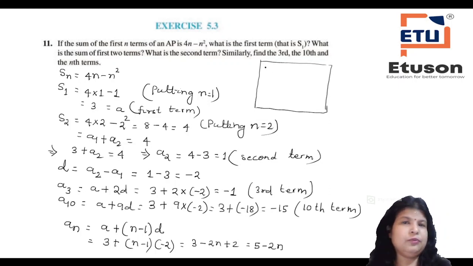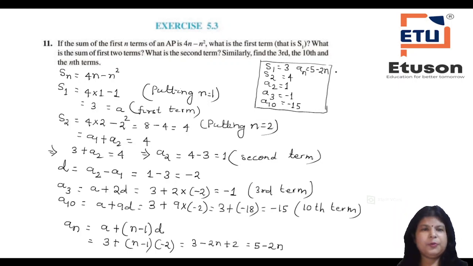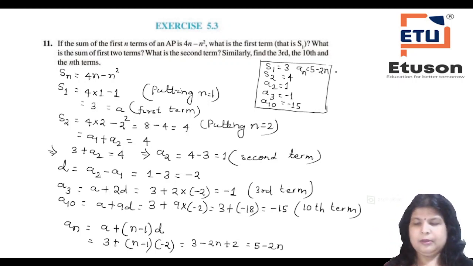So you had to find out S1, that is 3. S2, that is 4. Second term, that is 1. Third term, that is minus 1. 10th term, that is minus 15. And the nth term, which is 5 minus 2n. Correct, children? Hope you have understood. Now let us go to the next question.